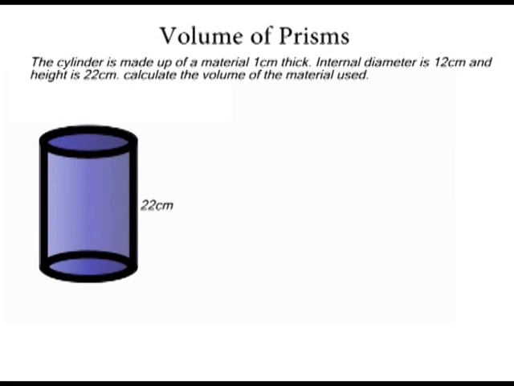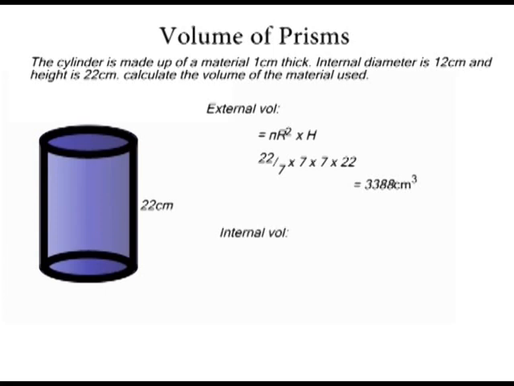The solution: to find the volume of the material, we find the entire volume and subtract the internal volume. We start with the external volume. If the material is 1 centimeter thick, then the external diameter is equal to 12 plus 1 plus 1, and that gives us 14 centimeters. Volume is pi r squared times height. That is 22 over 7 times 7 times 7 times 22, which gives us 3,388 cubic centimeters.